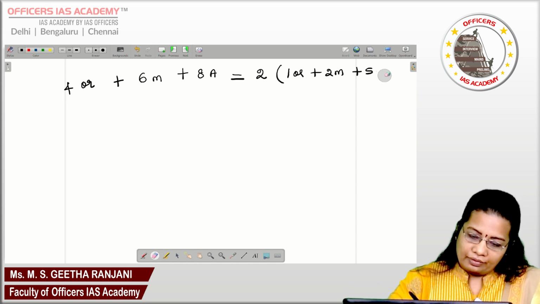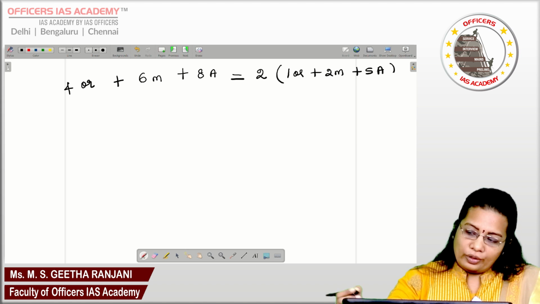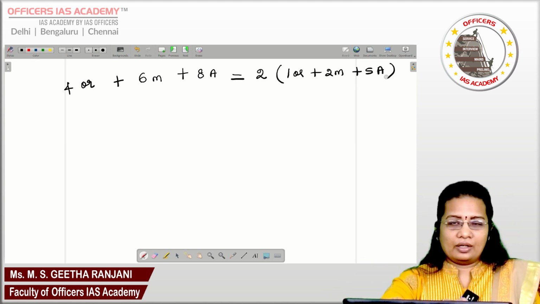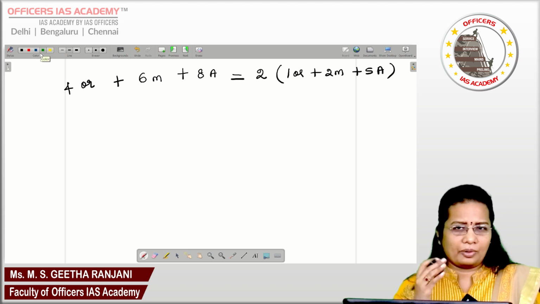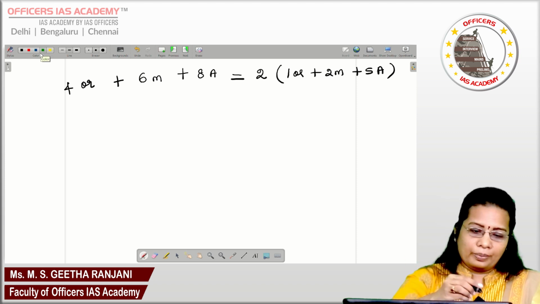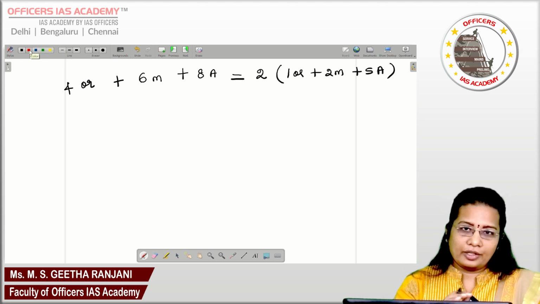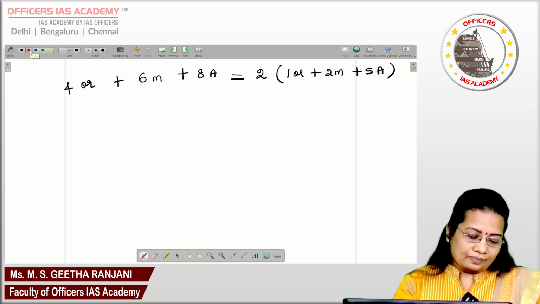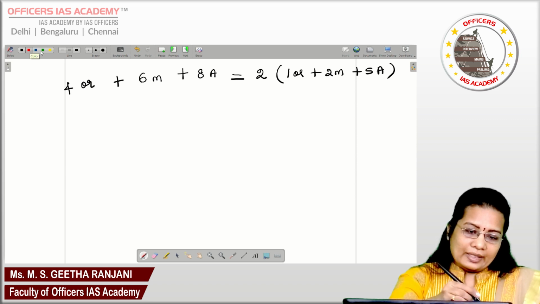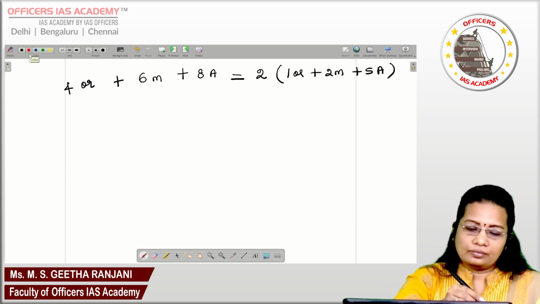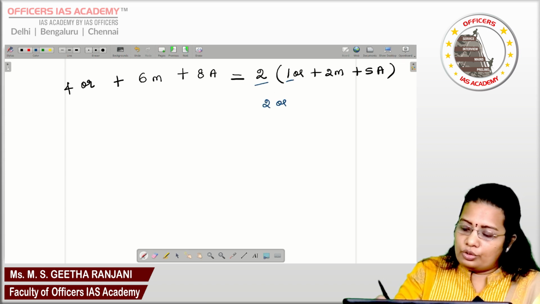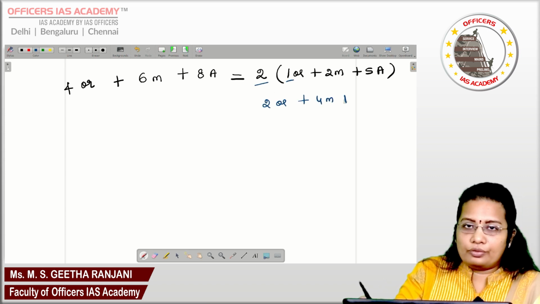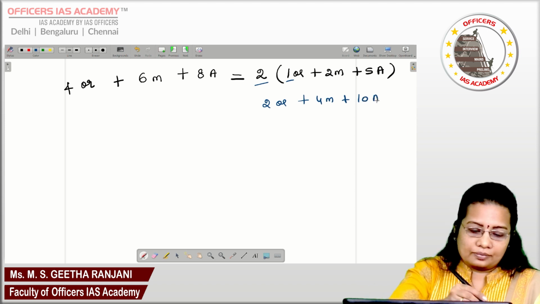So what is the alphabet? Lowercase or uppercase, whatever we are making, you want to use it throughout the question. One is lowercase, one is uppercase, no problem. So the same thing must be represented everywhere to avoid confusion. So next thing, we can simplify this one. So 2 into 1, 2 oranges, 2 into 2, 4 mangoes, 2 into 5, 10 apples.